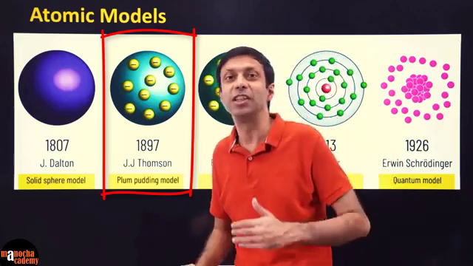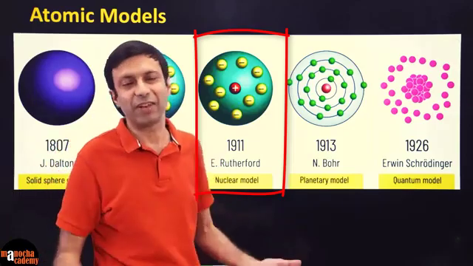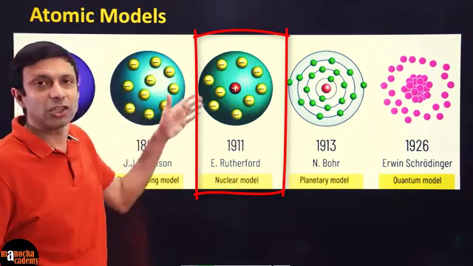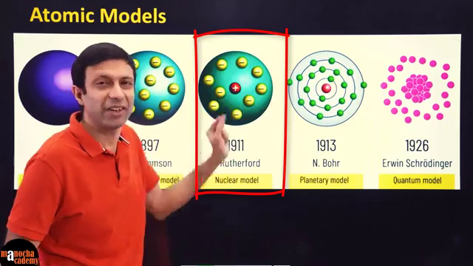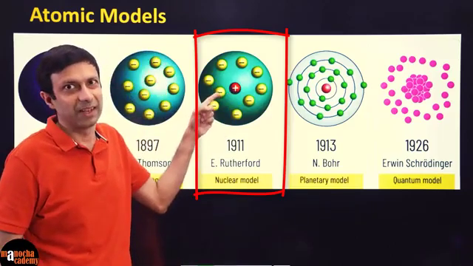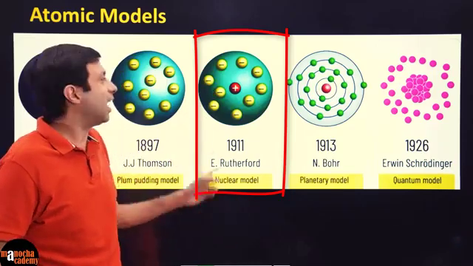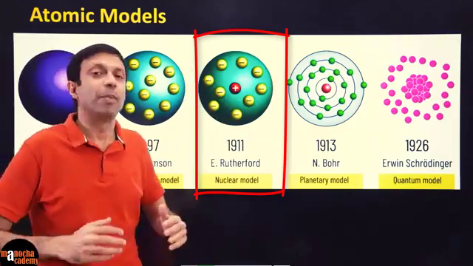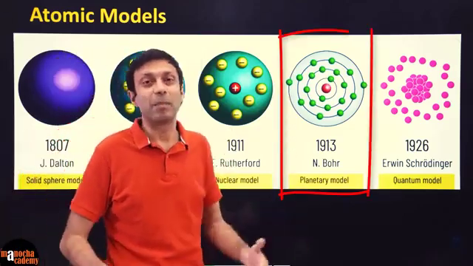But this model was disproved by Rutherford when he did his famous alpha scattering experiment. And he said that the atom doesn't contain a large positive sphere of charge, rather the positive charge is concentrated in a very tiny area called the nucleus of the atom. And that's why this came to be known as the nuclear model of the atom, and the electrons are spinning around this nucleus.